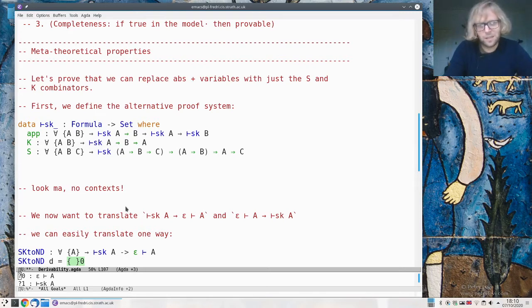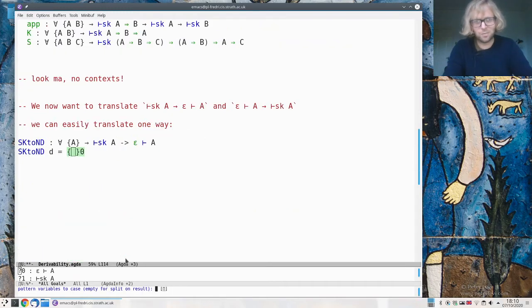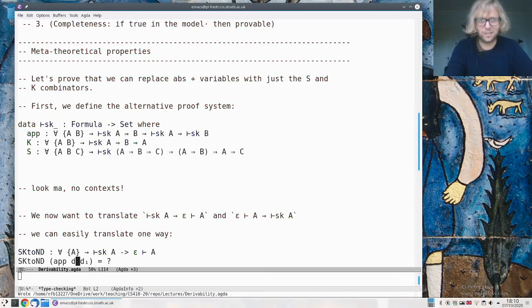And our claim is that we can translate between these two systems. So if something is derivable in this system, then it's derivable in the other one for the empty context and vice versa. Right? So let's see if we can prove this. Let's do the easy direction first, where we start with something in this system and give a derivation in the other one. And the way we do this is by pattern matching on the derivation, right?